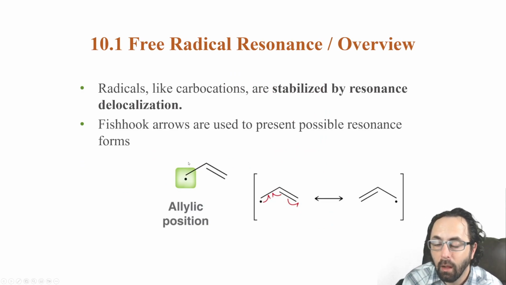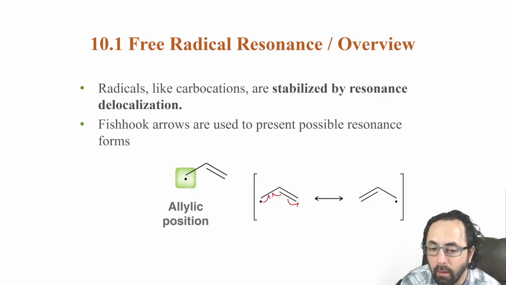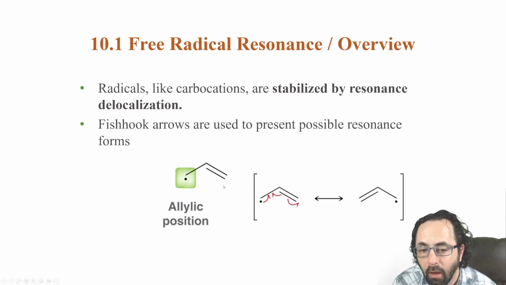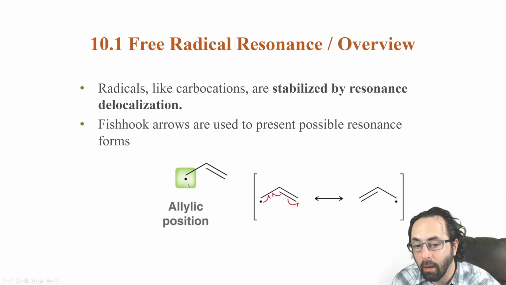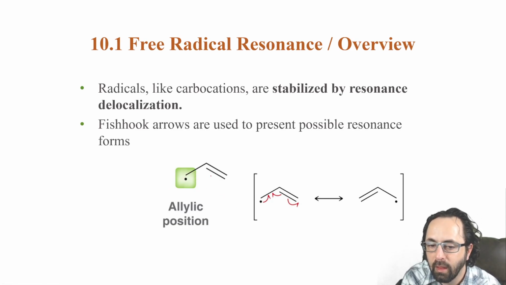Now, like carbocations and carbanions, we can have resonance involved when we have radicals, and we're going to look at a few patterns of resonance in radicals, 6 patterns in fact, as opposed to the 5 that we saw for the ionic types of molecules rather than radicals. And we use fishhook arrows to represent the movement of the electrons between these unhybridized orbitals.